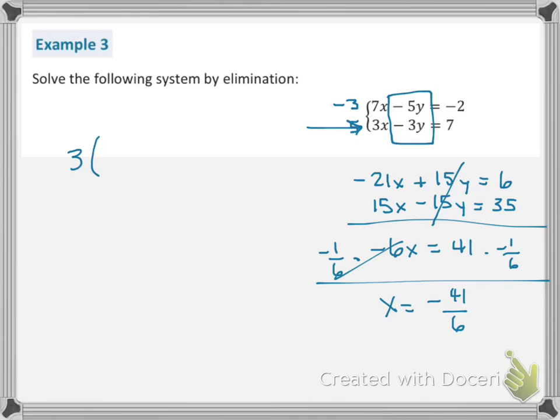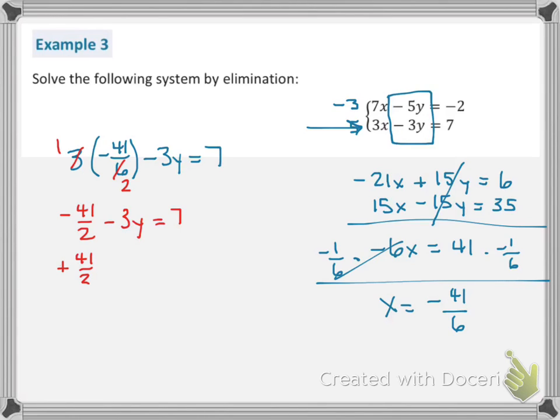3 times a negative 41/6 minus 3y equals 7. All right? So let's see. 3 times a negative 41/6. Well, I'm going to simplify before I multiply. Let's do that first. 3 goes into 3 once. 3 goes into 6 2 times. So that's negative 41 halves. Negative 41 halves minus 3y equals 7. And now I want to add 41 halves to both sides.